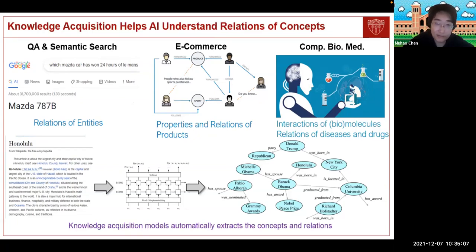So constructing those kinds of structural knowledge, although it's helpful, is super costly. So we have been working on different knowledge acquisition models, which represent the automated process of acquiring and extracting concepts and relations, the structural representation, from unstructured text.